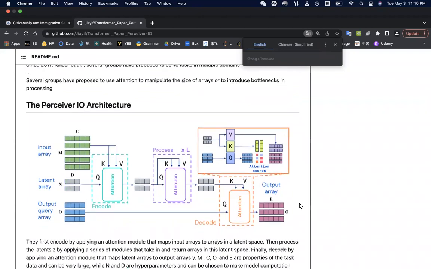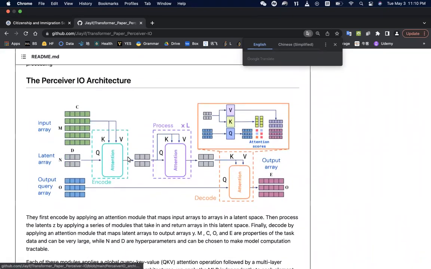For the Perceiver IO architecture, we can see it has an input array and a latent array, and those two are put together into the encode chunk. After that, the latents can be processed here in the purple chunk several times, like L times. And then they are passed to the decode part together with the output query array.